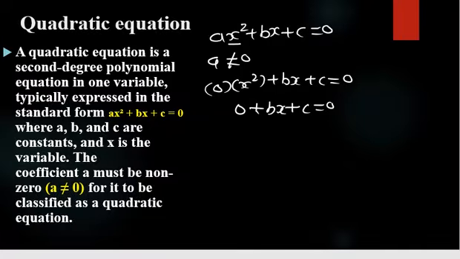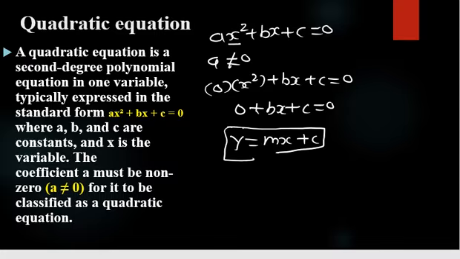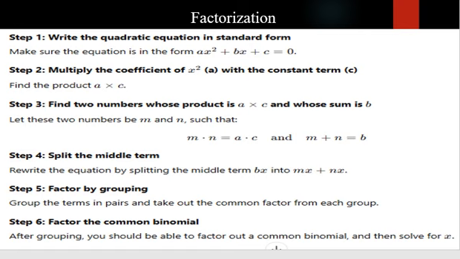Now we are getting this equation and it is similar. You already studied about this equation. It is similar to the equation of line, that is y is equals to mx plus c. That's why if you put the value of a, which is the coefficient of x square, equals to 0, we'll get like the equation of line. Now we'll move to the next slide and we'll see the methods to solve the quadratic equation.